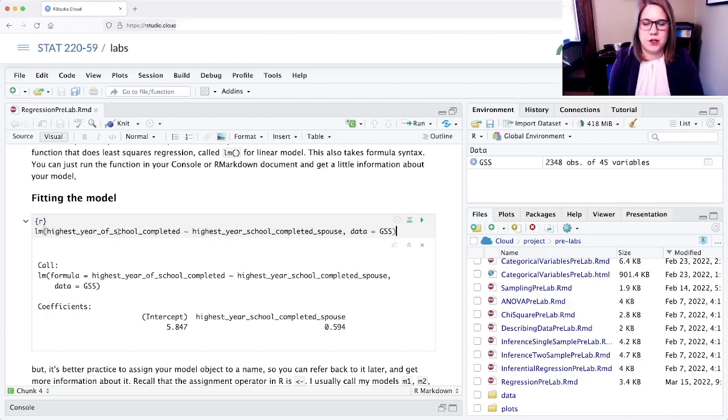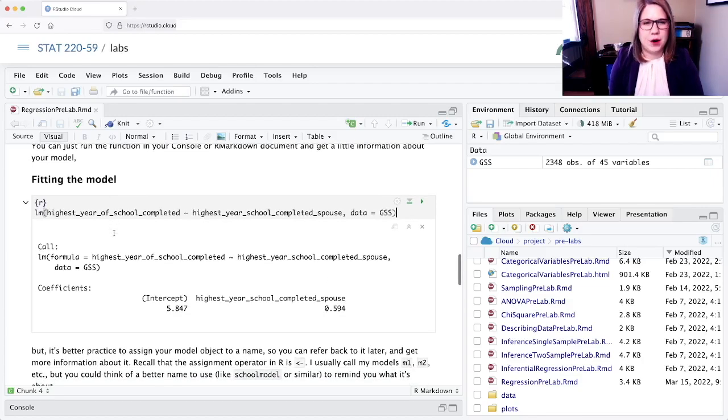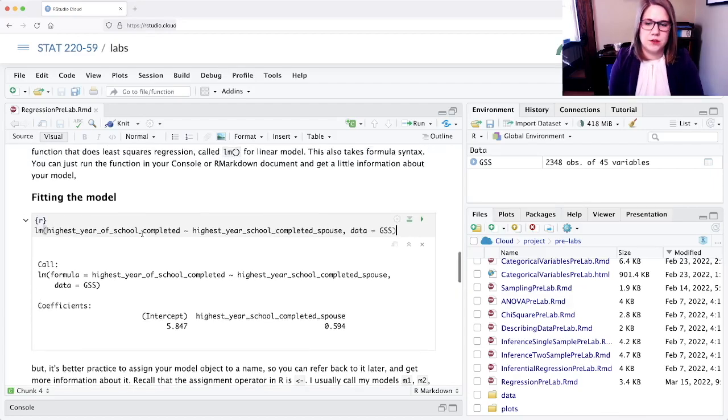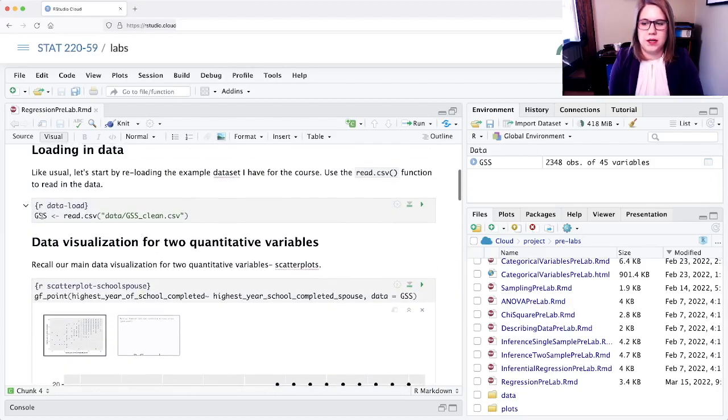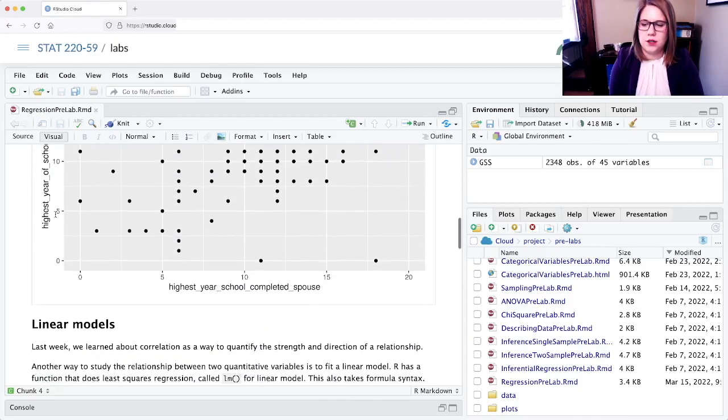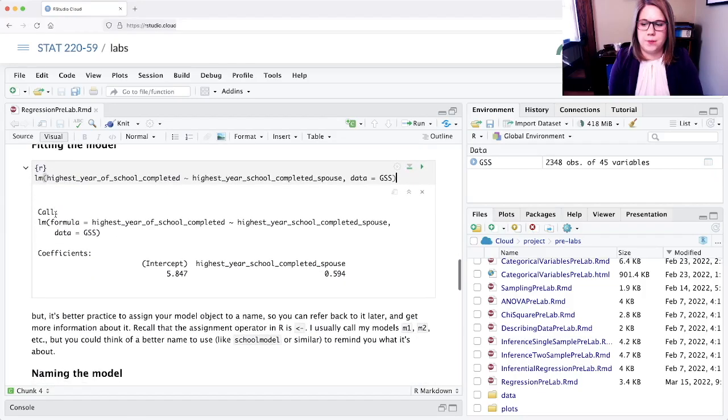So this is one way to do a linear model. It's better practice to give your model object a name. So the place where we've seen giving things names before is when we're reading in data. I've been calling my data set GSS, but I could call it Amelia or regression or whatever I want. So I picked out the name GSS, and then I use that assignment operator. We're going to do the same thing with our linear model.